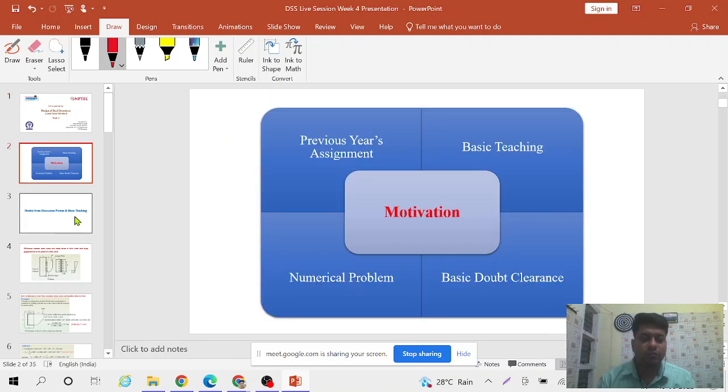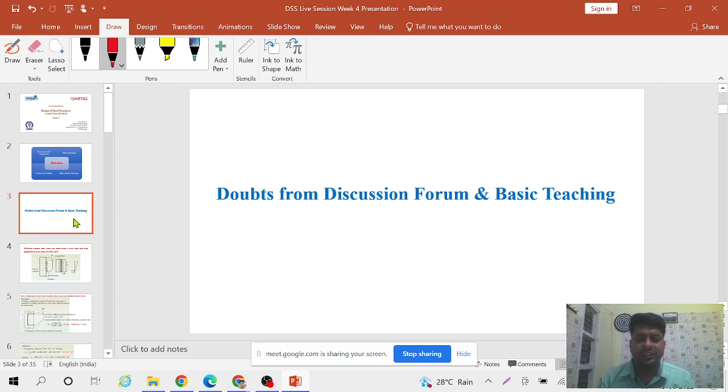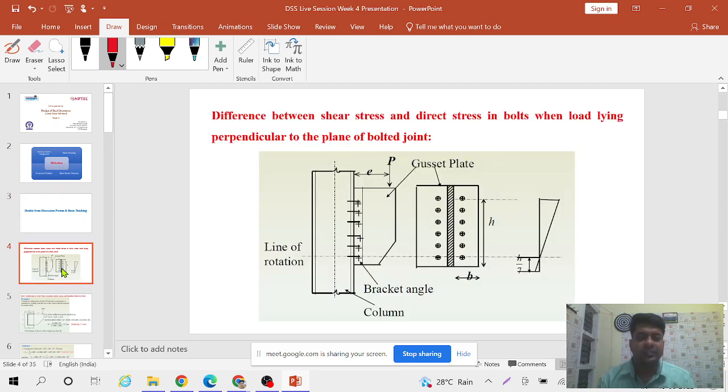First of all, I will be dealing with the doubts which I have taken from the discussion forum, in which some basic teachings will be required. In the first doubt, one of the students has asked what is the difference between shear stress and direct stress in bolts when load is lying perpendicular to the plane of the bolted joint. I have taken this picture from the slide used during the live session, which the student has marked.